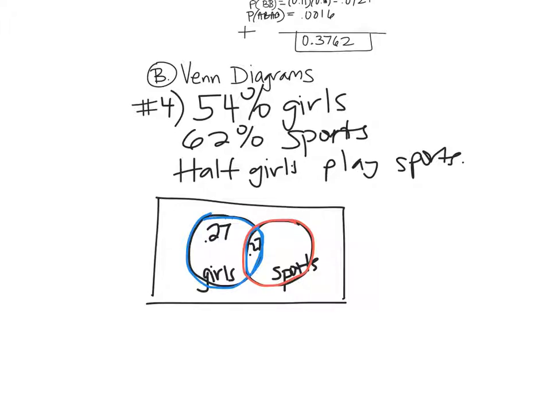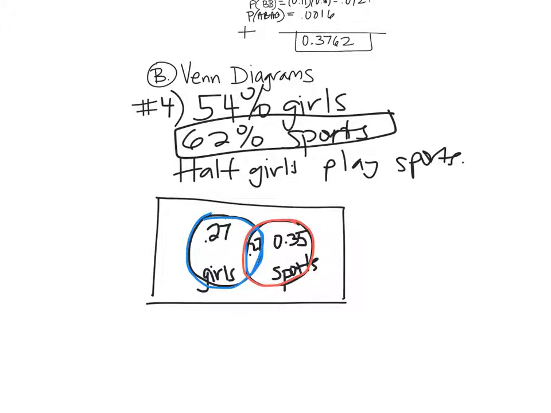Now, it says 62% play sports. So what should go in here now? No, because then that would mean 0.62 plus 0.27 is all of sports. The whole circle of sports needs to equal 62%. I already have 27% in there, so this would be 35%. Do you see that? So look at the circle for girls. The circle for girls has to equal 54%. Does it? Yes, 0.27 and 0.27. The circle for sports has to equal 62%. 0.27, 0.35. It's really nice to start with the middle and work your way out from there.